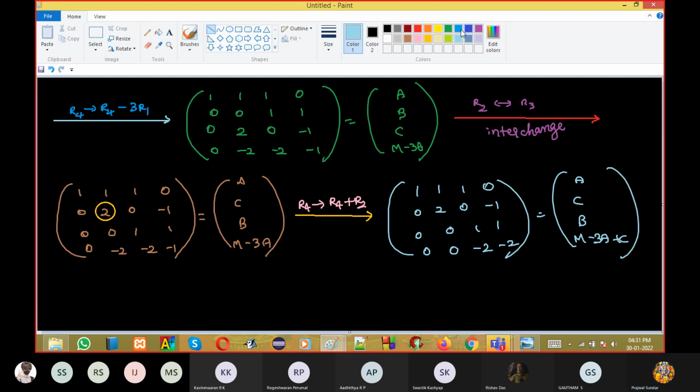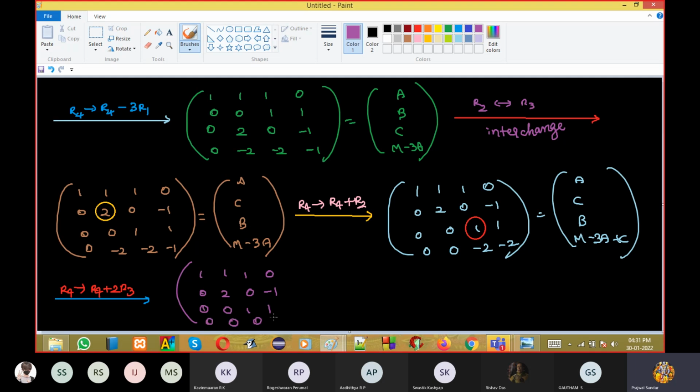Then what else can I perform? Now I can take this as pivot and perform the final row operation: row 4 implies row 4 plus 2 times row 3. Performing this operation, I will get 1 1 1 0, 0 2 0 minus 1, 0 0 1 1, 0 0 0 0. That's it. I'll get A, C, B, M minus 3A plus 2B plus C.